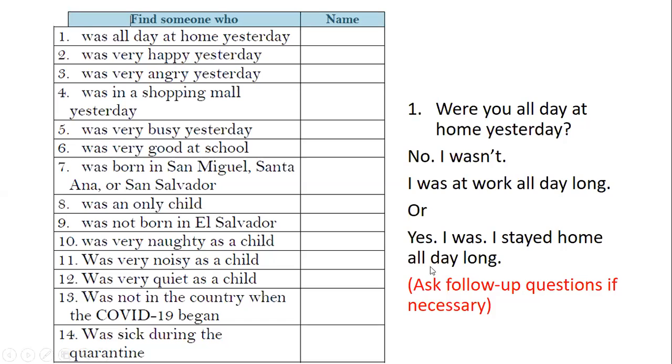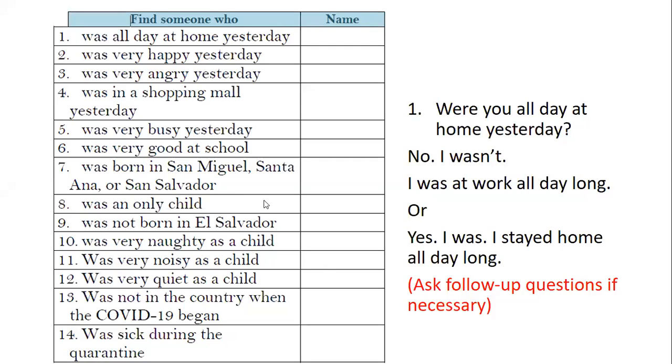The point is that you should go beyond. So, for example, you can say, yes, I was. I stayed home all day long. I did the homework, I helped my wife. Yes, a long answer. Or you can even go further and ask follow-up questions. If you say, yes, I was at home, then you can ask, so what did you do? Or tell me three things that you did at home, just to make a conversation.